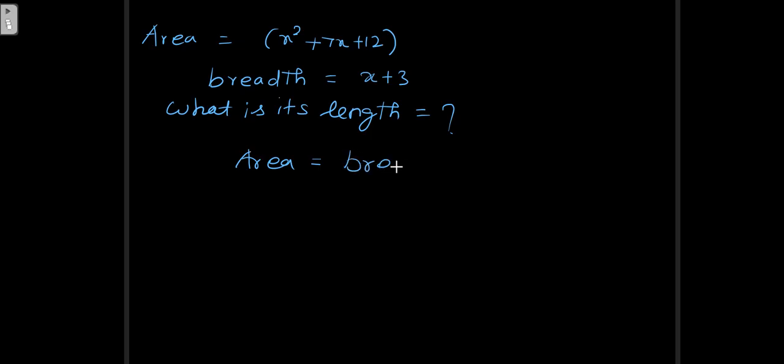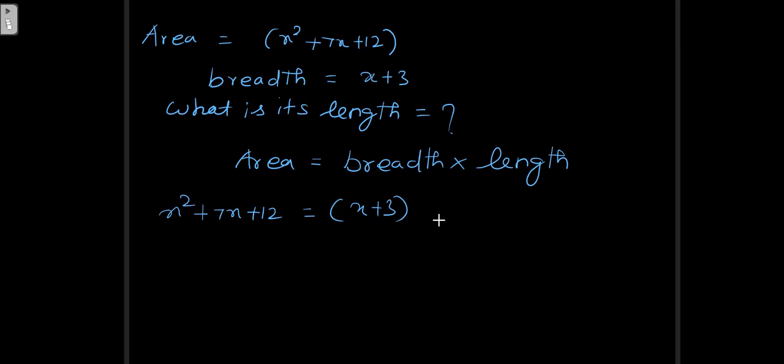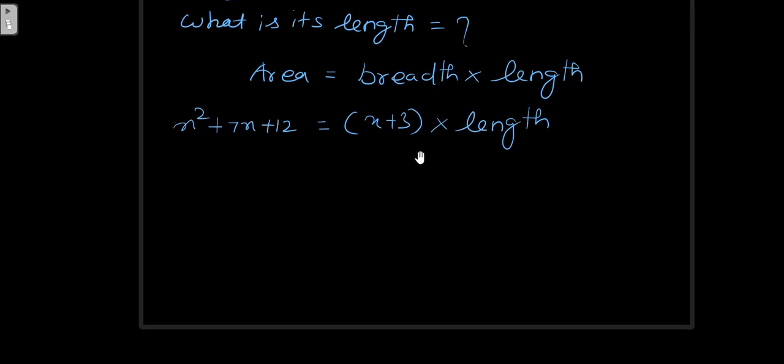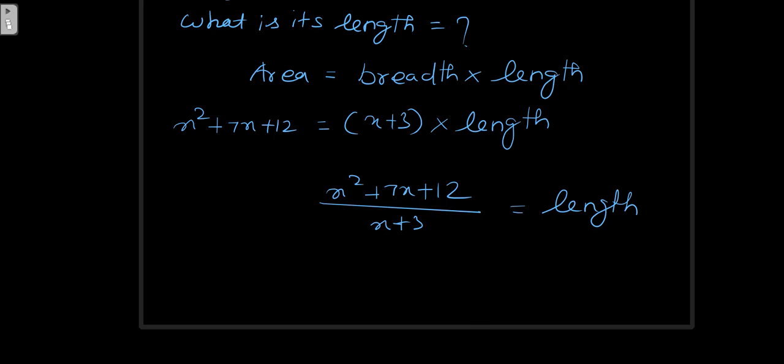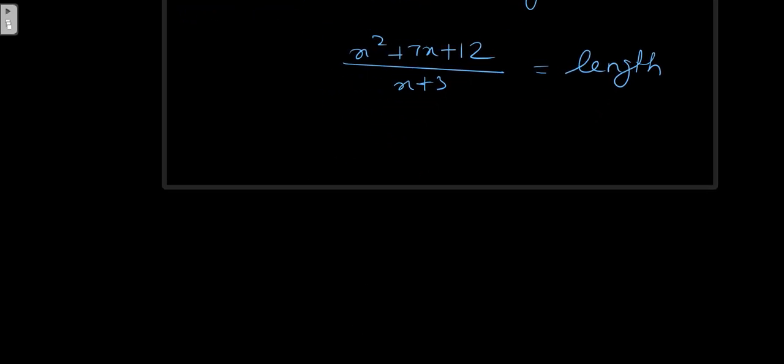So what actually we have, area is what? Area is nothing but breadth times length. When multiplying these two things, it will give us area. So now area is given as a quadratic function, x square plus 7x plus 12, and breadth is also given, x plus 3. Length we don't know, so length must be found by using division. So I think it is going to be x square plus 7x plus 12 whole divided by x plus 3. So it gives us length.